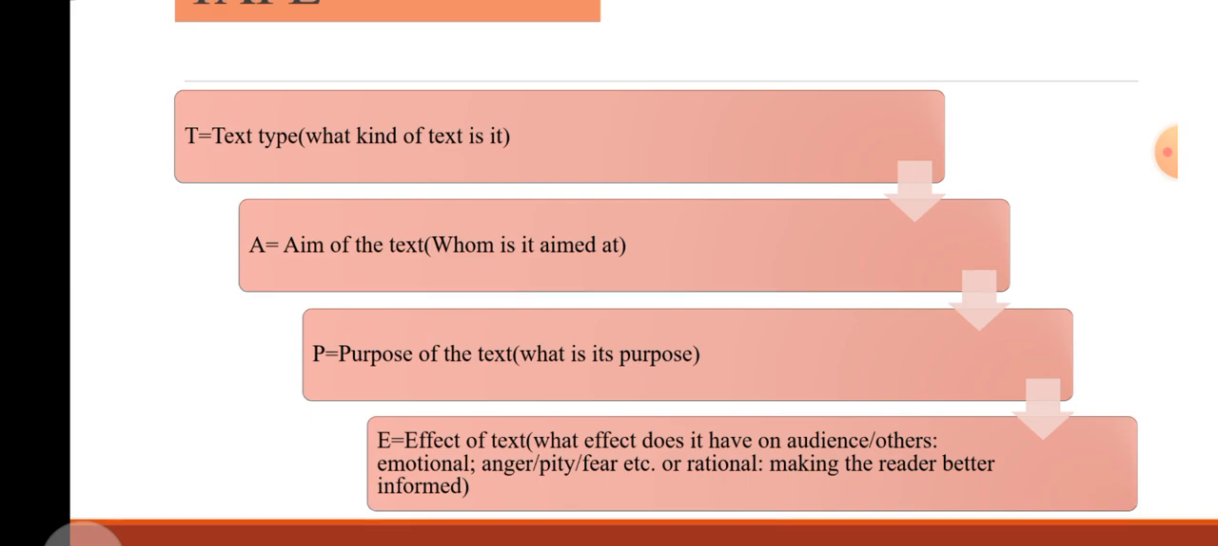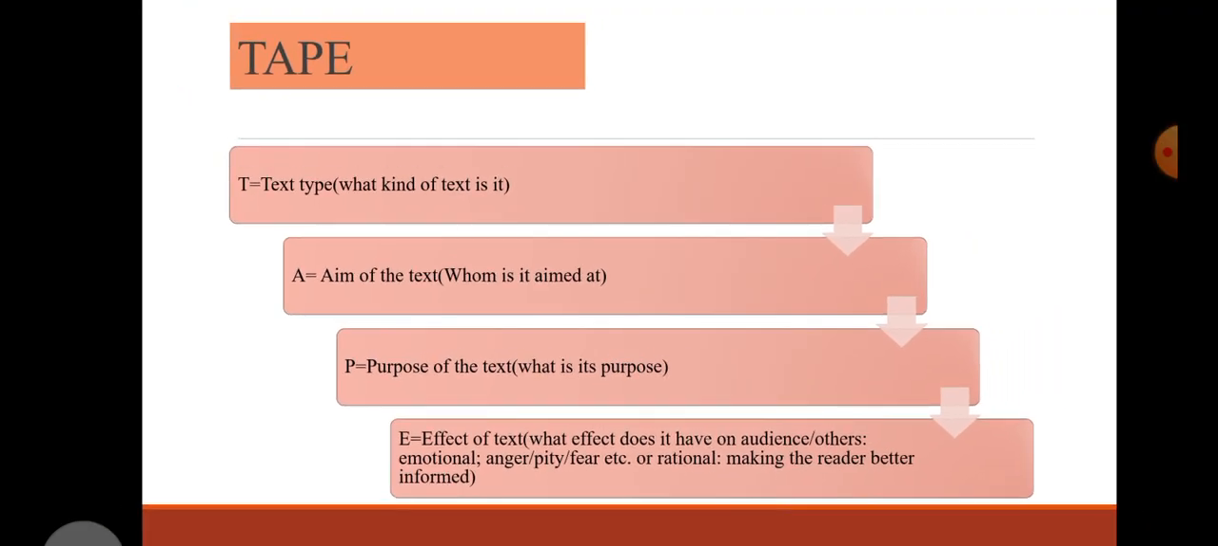The other kind is rational. It means making the reader better informed. Rationally, the writer has presented the idea just to incite you to think about whether that idea is valid or not. You may also say that the writer wanted to start brainstorming by giving a hint, by giving some idea. So the word TAPE stands for text type, aim of the text, purpose of the text, and effect of the text on the readers.